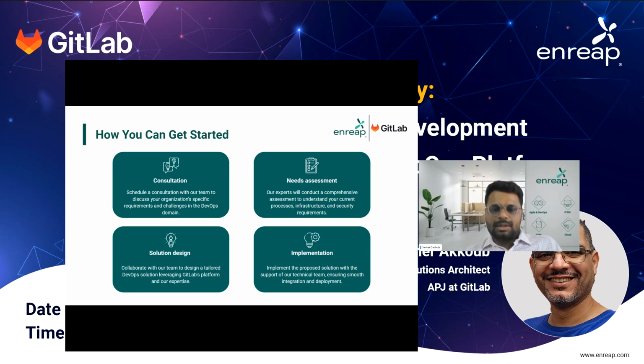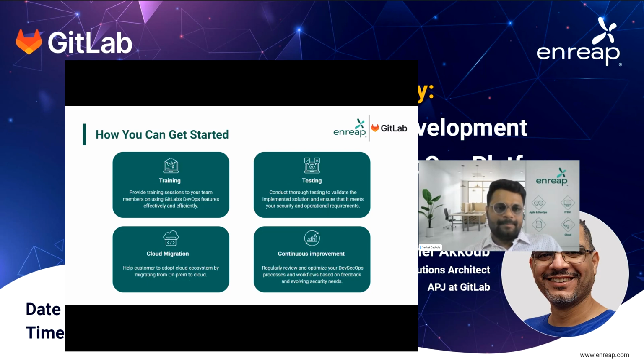Talking about the implementation part, we put the plan into action with the help of our tech experts. We make sure everything fits together smoothly and gets set up properly. The next one is training, where our team will teach your team how to use GitLab as a platform, as a DevOps tool, through training sessions and multiple enablement sessions. After that, testing: we will carefully test everything to make sure the solution we put in place works as it should and meets all your security and operational needs.